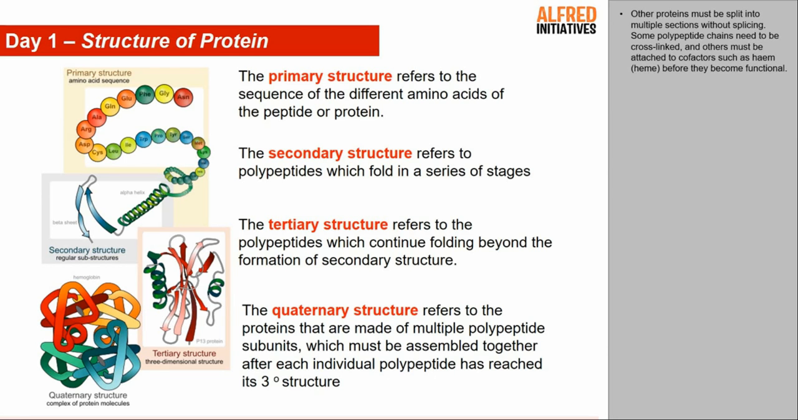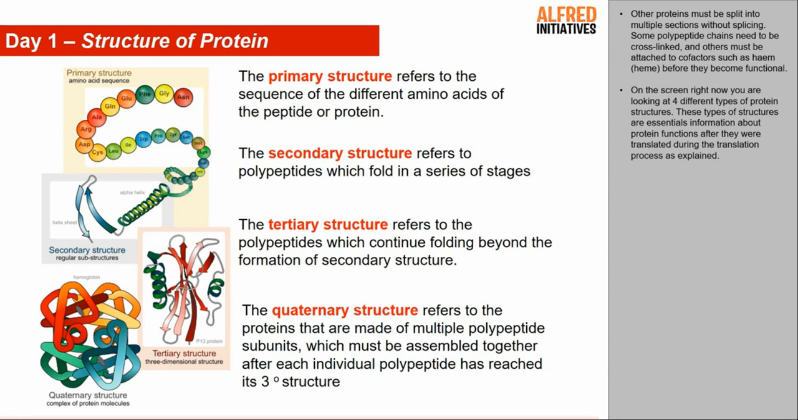On the screen right now, you are looking at all 4 different types of protein structures. These types of structures are essential information about protein functions after they were made during the translation process, as explained.